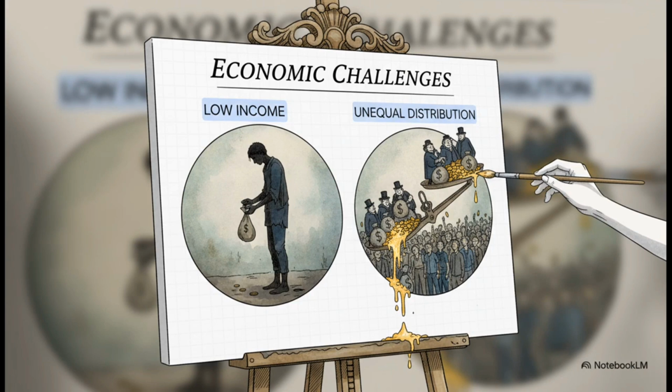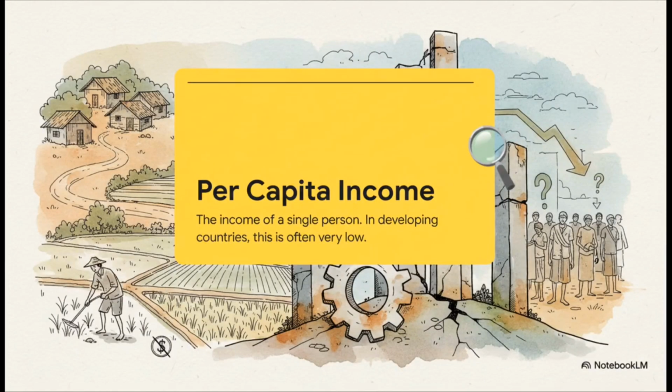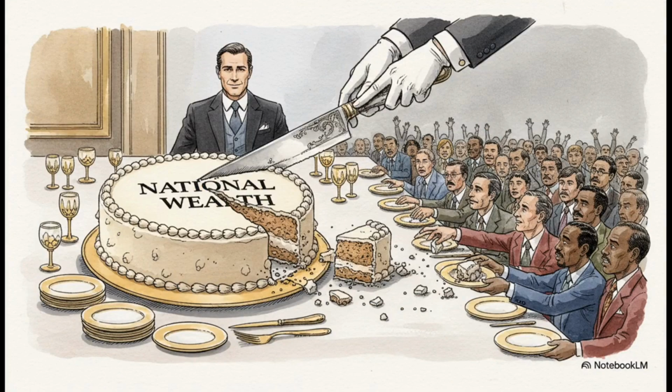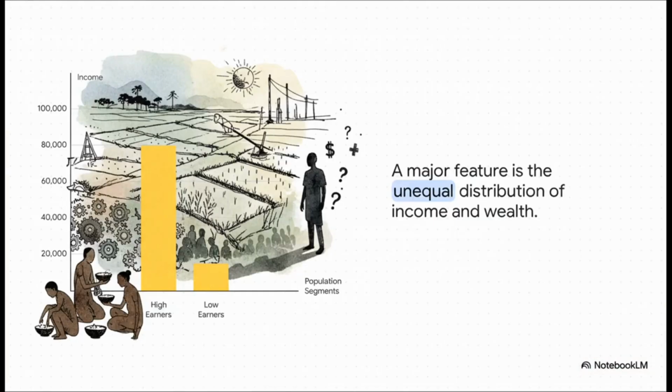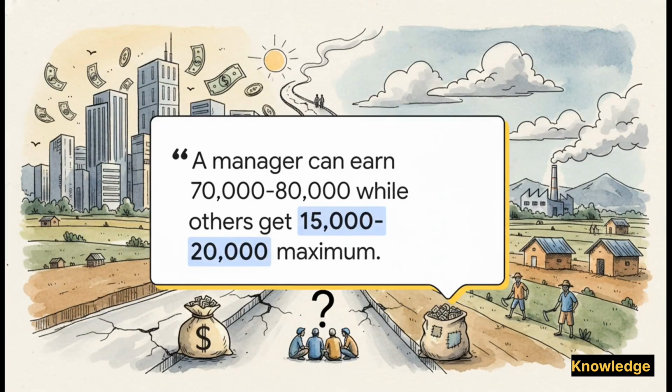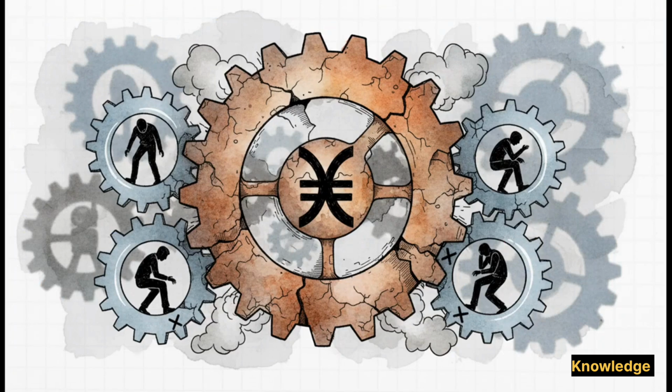First up, the money problem. A couple of things really stand out. First, you've got low per capita income. Basically, the average person just earns a lot less. But it's not just that the average is low. It's also about where the money actually goes. See, in these economies, you often have a massive gap between the rich and the poor. And check out this example from a bank. It really paints a picture of that disparity. Okay, so that's the money.